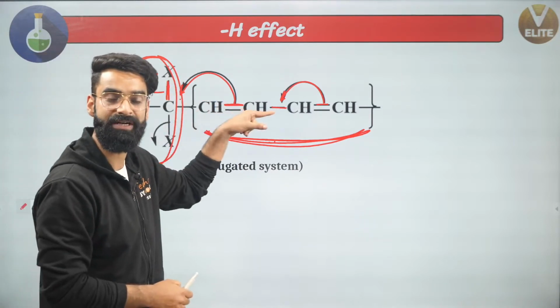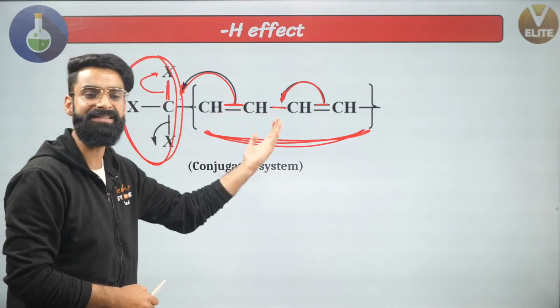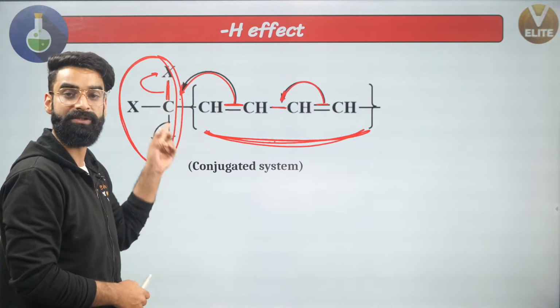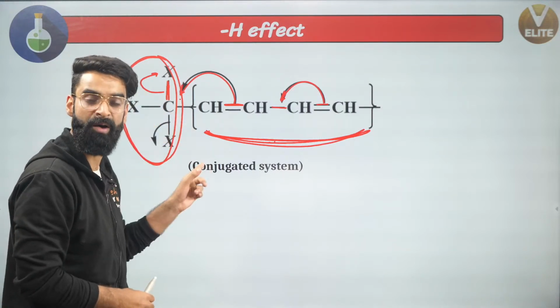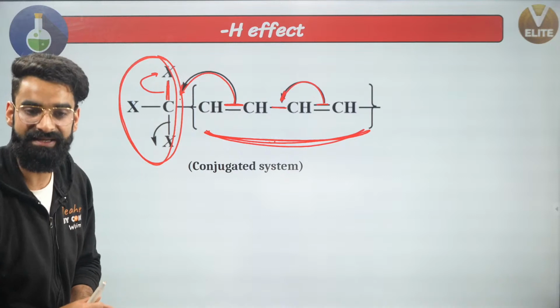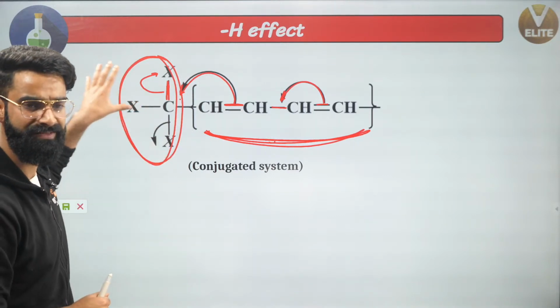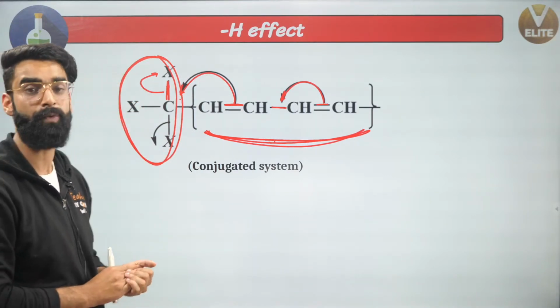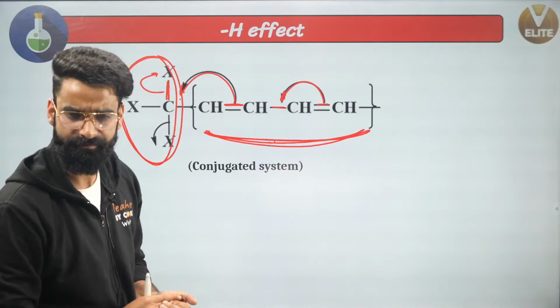Which will be attached to a conjugated system, right? And that group decreases the electron density, okay? Due to the delocalization of its sigma bonds, we say that group shows minus H effect. So people, this group right here, that is CX3, it's going to show minus H effect, right?